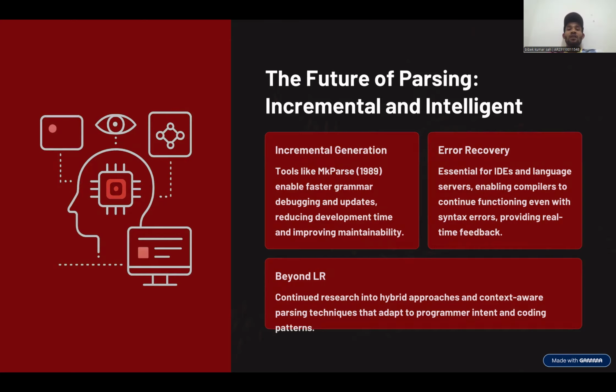Now, second last, slide 9, is the future of parsing. The future of parsing is moving toward more interactive and intelligent systems. One important development is incremental parsing, where only the modified parts of the code are reparsed instead of the entire program. This is typically used in modern IDEs, integrated development environments, that provide real-time feedback as developers write code. Additionally, researchers are working on improving error recovery techniques so that parsers can handle mistakes more gracefully. Hybrid parsing methods that combine LR with other techniques are also being explored to achieve even better performance and flexibility.